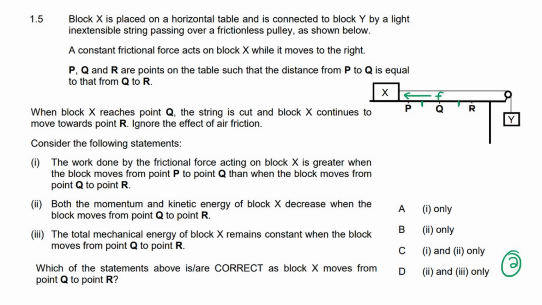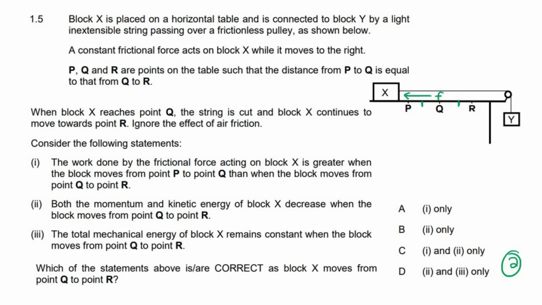Okay. When block X, I just want to quickly see something here. Constant friction. When block X reaches point Q, the string is cut, and block X continues to move towards point R. Ignore the effects of air friction. Okay, so this block was on its way that way. And then when it gets to this area here, they cut the rope. But because of its initial momentum, or you can think of its inertia, it will keep going to the right. Okay? It'll keep moving for a small amount of time. Now, it won't move forever because of friction, which we have.